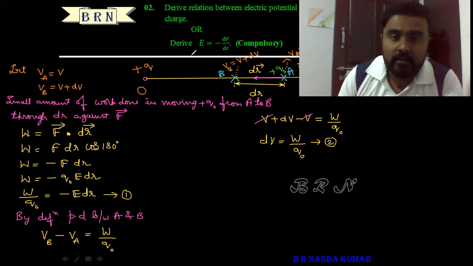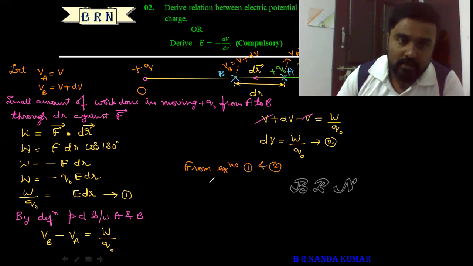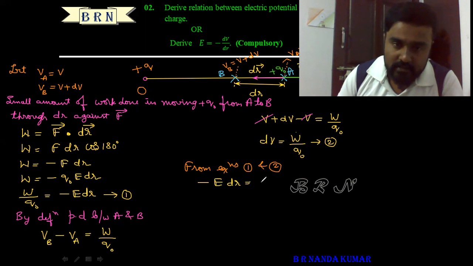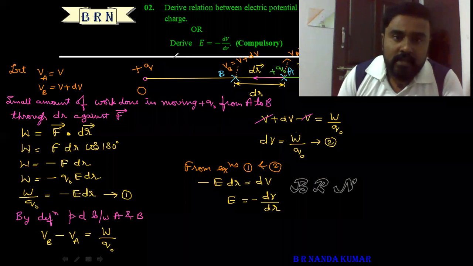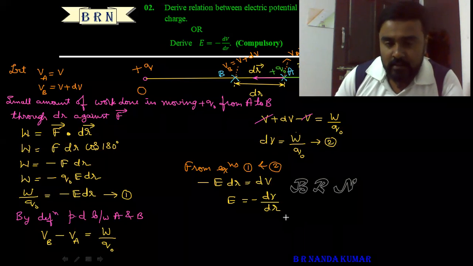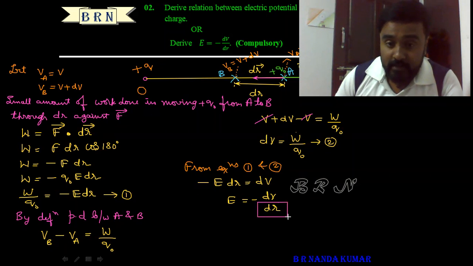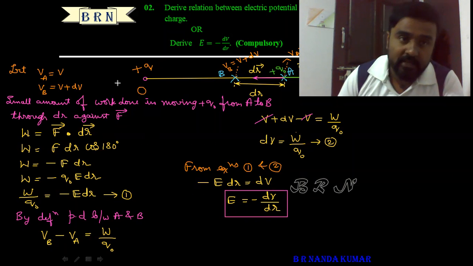Now compare the two equations 1 and 2. From equations 1 and 2, minus E dr is equal to dV. So E is equal to minus dV divided by dr. So this is an expression for electric field in terms of electric potential, the relation connecting electric field and electric potential.